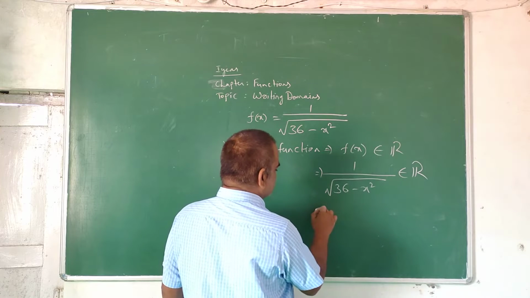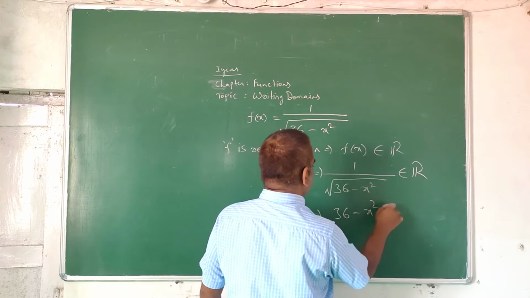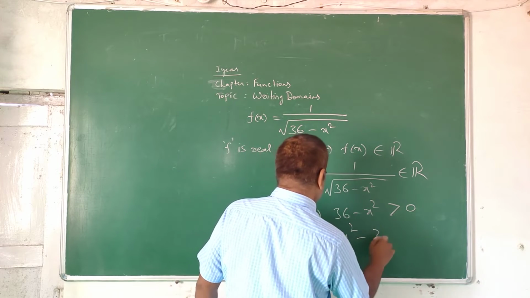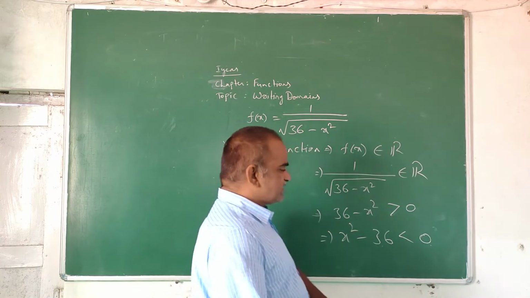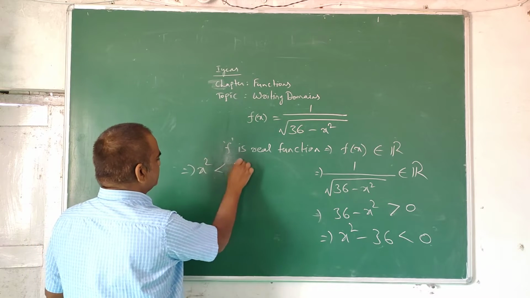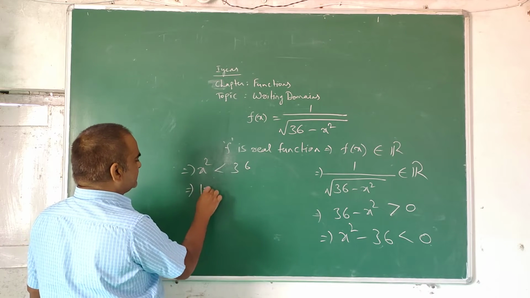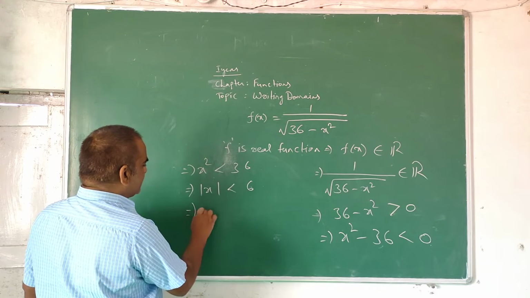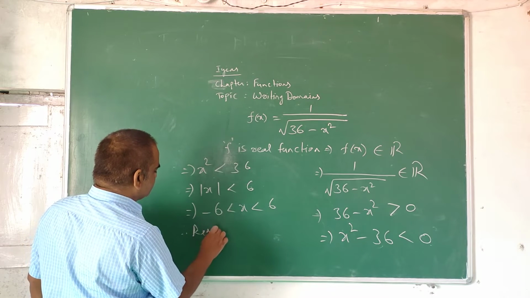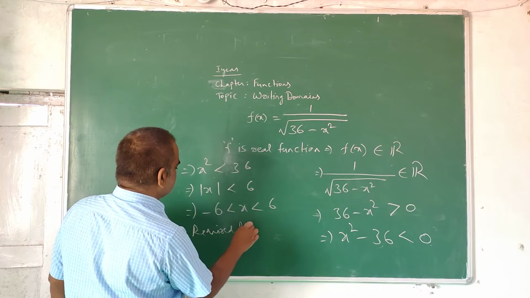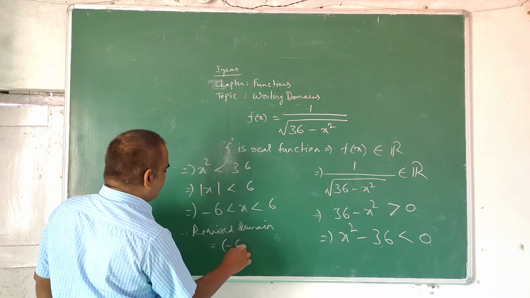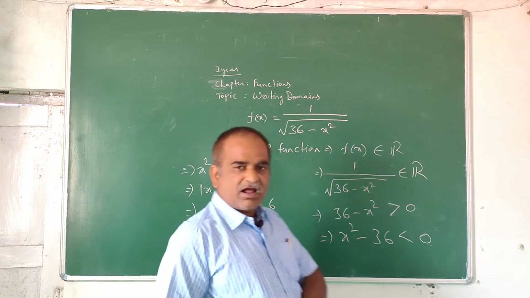This implies 36 minus x square is strictly greater than 0, which implies x square minus 36 is strictly less than 0. This implies x square is less than 36. This implies mod x is less than 6. Implies minus 6 is less than x is less than 6. Therefore, the required domain is the open interval minus 6 comma 6. Understood?